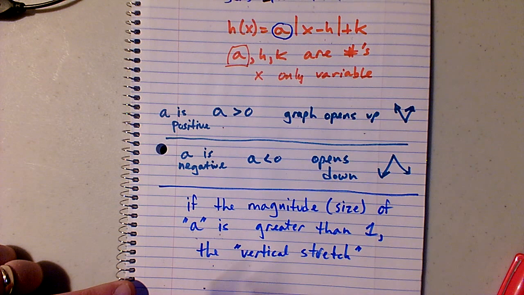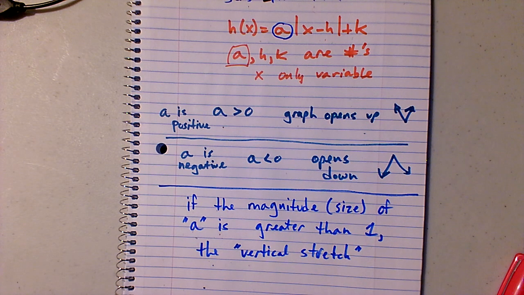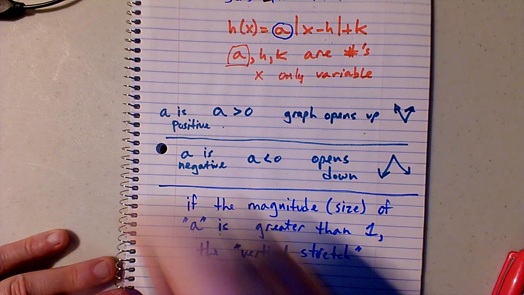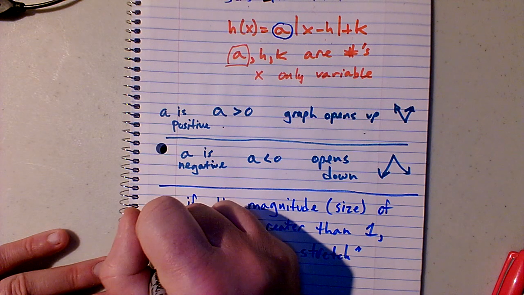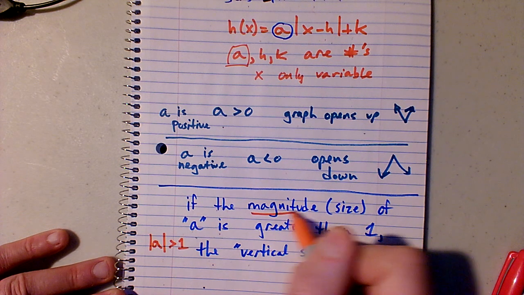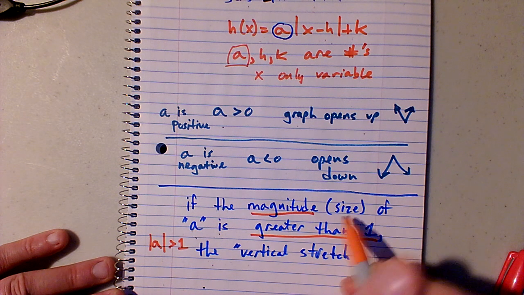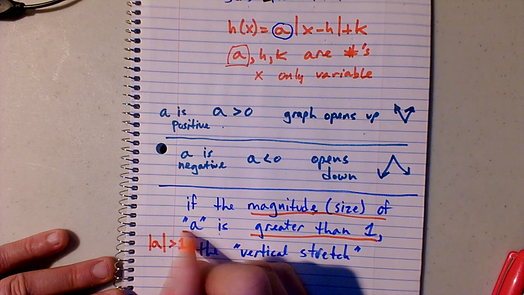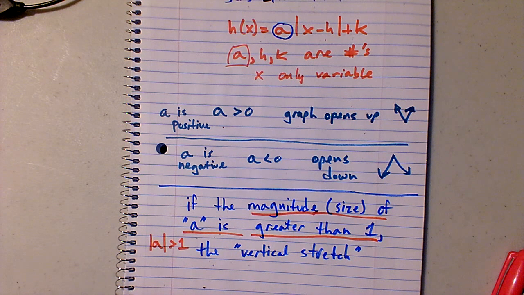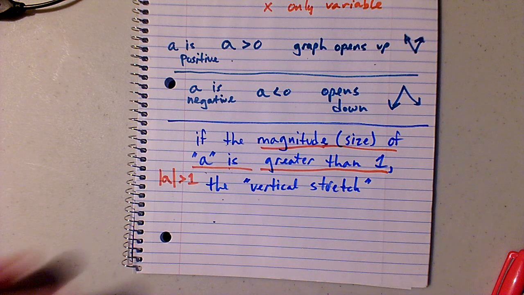And what this magnitude of A, mathematically, the way we draw that, or using algebraic symbols, that will be the absolute value of A is greater than 1. That's what the magnitude of A greater than 1 represents algebraically. That's how we'd write it. Alright, so what does that mean?